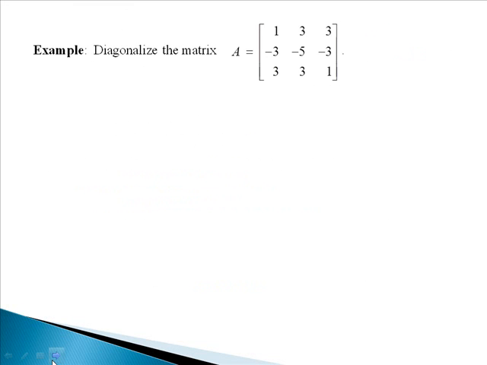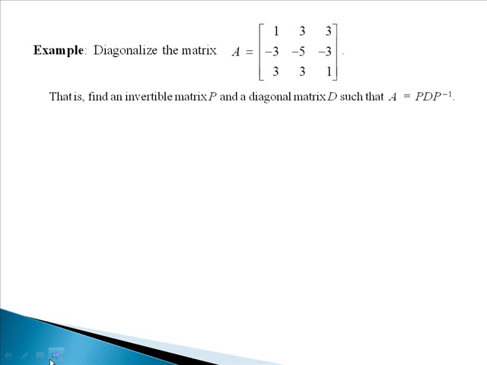So let's look at an example. We want to diagonalize this 3 by 3 matrix A, and we're going to follow it step by step. So we're going to find an invertible matrix P and a diagonal matrix D such that A is equal to P D P inverse. And remember what we just saw from Theorem 5 is that our matrix P is made up of our eigenvectors, and our matrix D is made up of the eigenvalues on the diagonal.